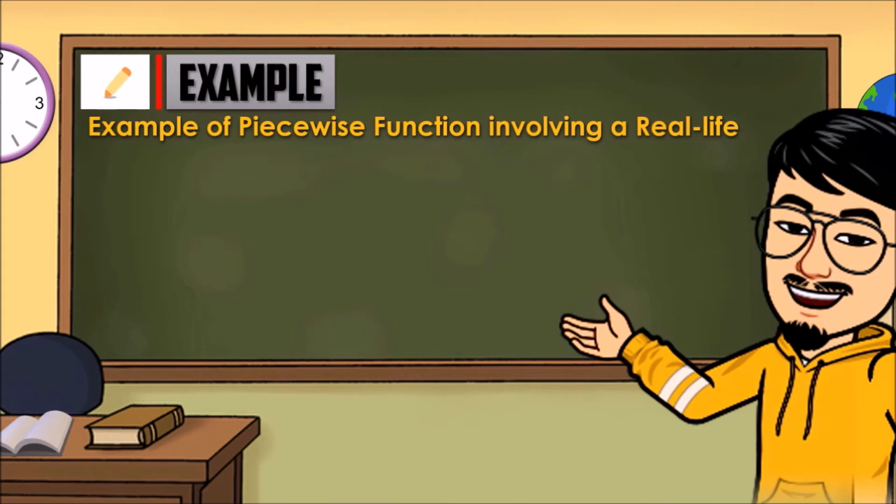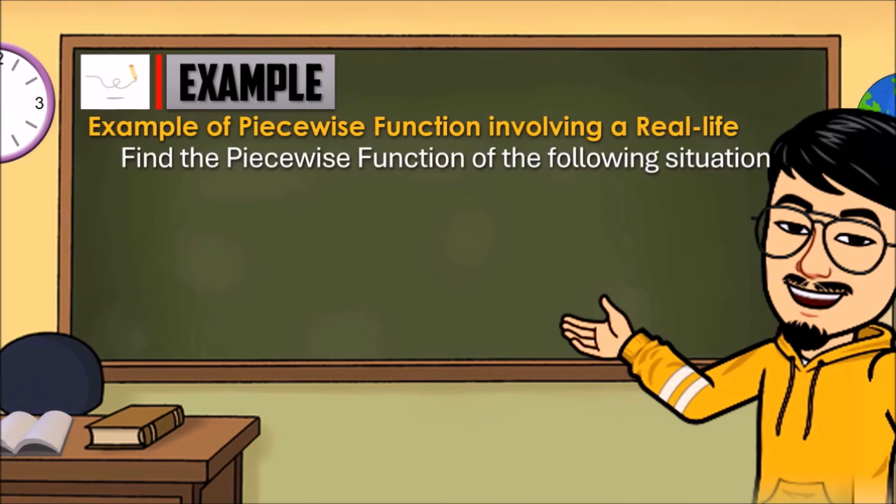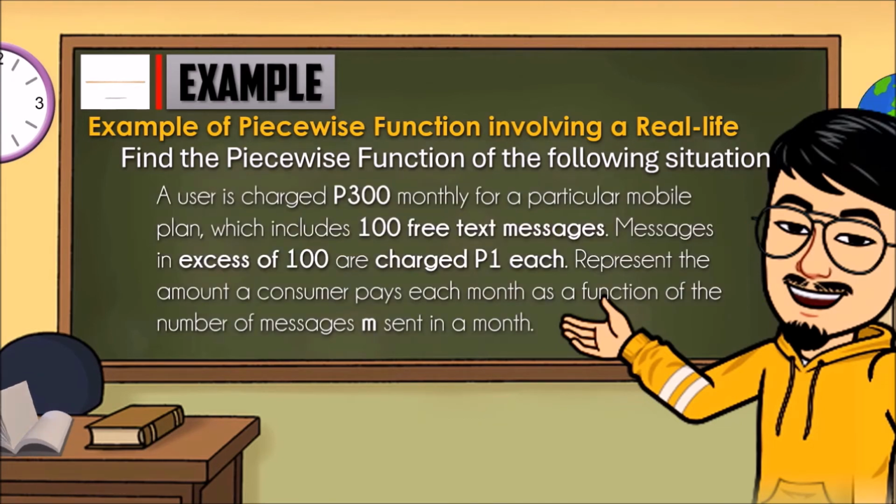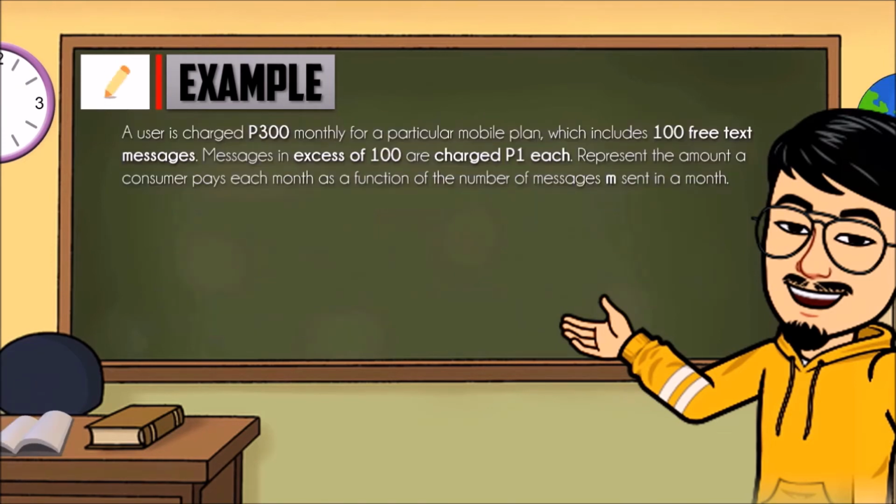Example of piecewise function involving real life. Find the piecewise function of the following situation. A user is charged 300 peso monthly for a particular mobile plan, which includes 100 free text messages. Messages in excess of 100 are charged 1 peso. Represent the amount a consumer pays each month as a function of the number of messages M sent in a month. Based on the problem, hinahanap natin ay kung magkano ang babayaran ng user per month depending on the text messages na isesend niya. I-represent natin ang text message as T in terms of M.